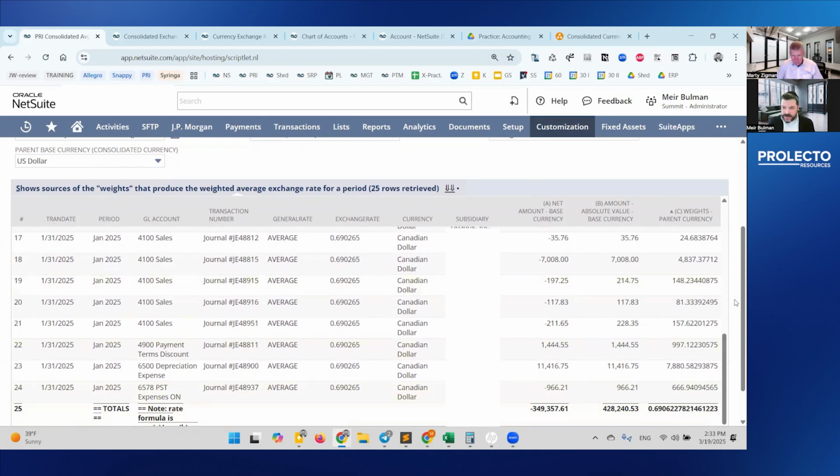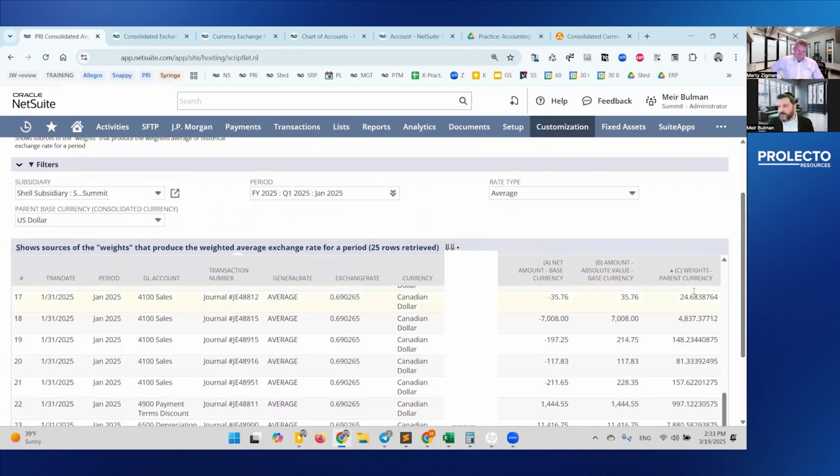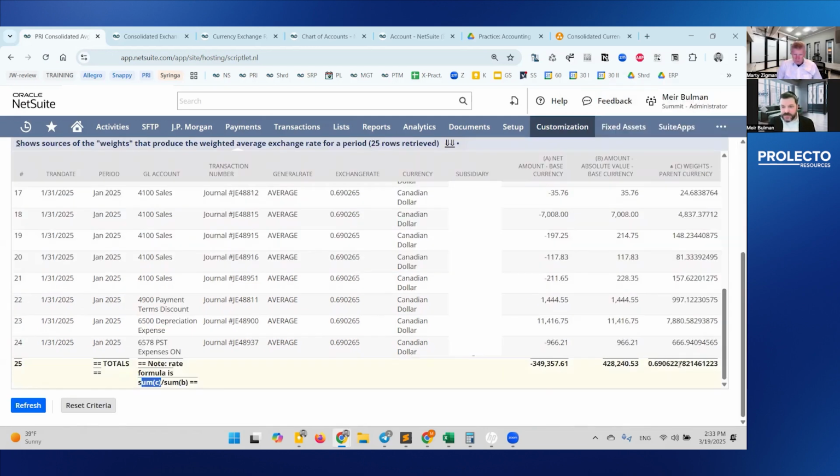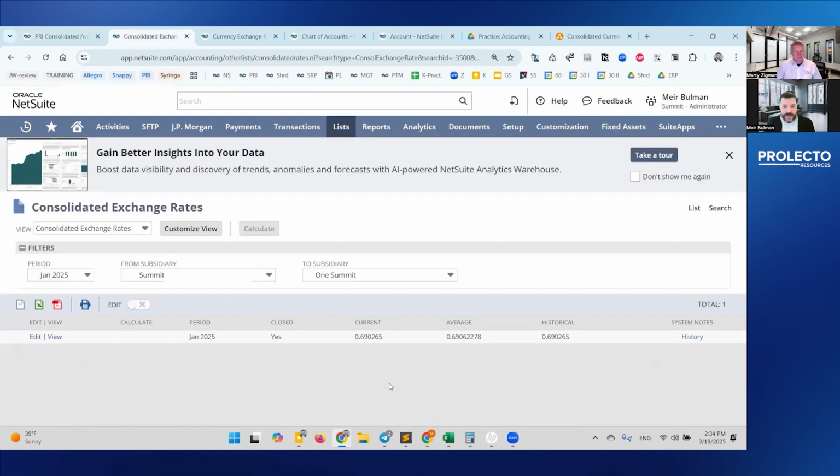Okay. And let me just scroll down, because I showed the formula down here just to make it easier. So the rate formula is the sum of C over the sum of B. What that means is the sum of C, the total of the weights multiplied by the absolute value, gives me my weighted average. So let's scroll down there. And I come up with this weighted average rate, 0.6096906227. And again, this is looking at January 2025. And then when I go back to this table, there it is. Let's go back to that table.